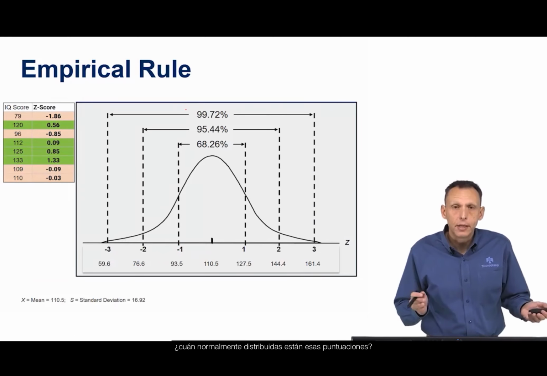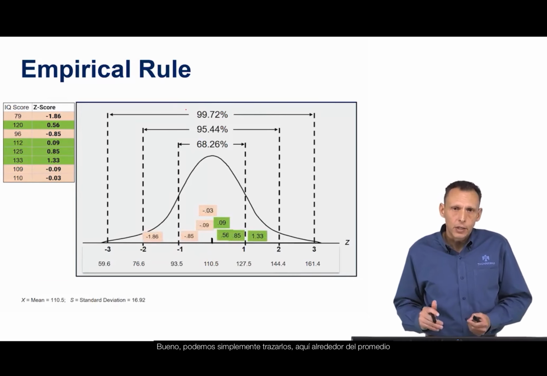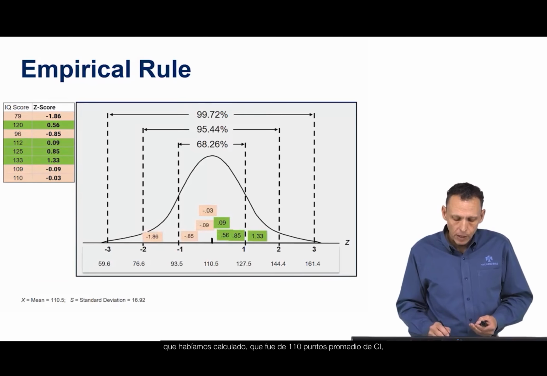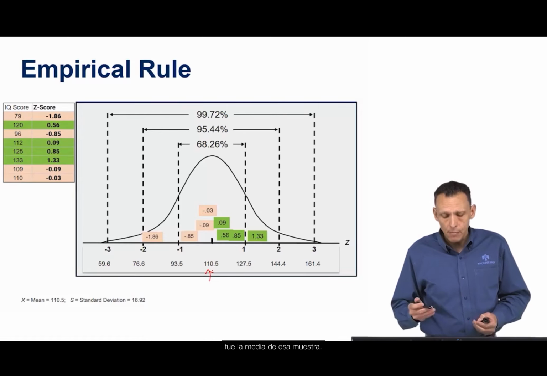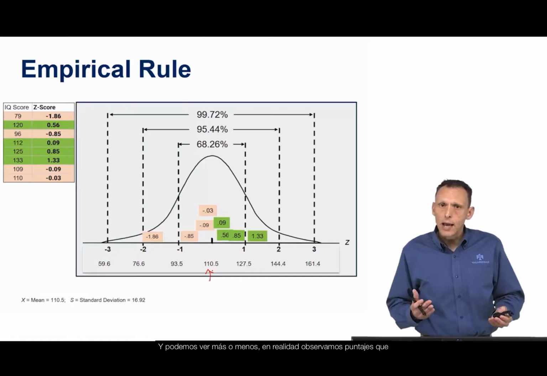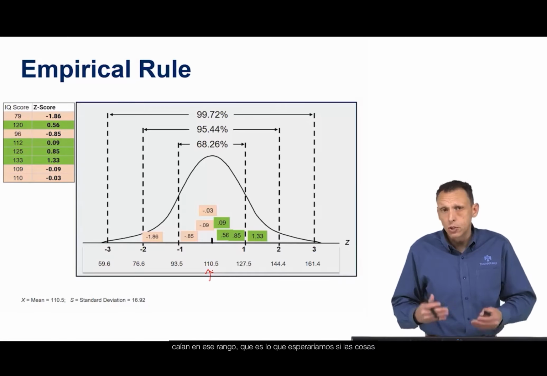How normally distributed are those scores? Well, we can plot them here around the average that we calculated, which was 110 IQ points, the mean of that sample. And we can see, more or less, we did observe scores falling in that range, which is what we would expect.